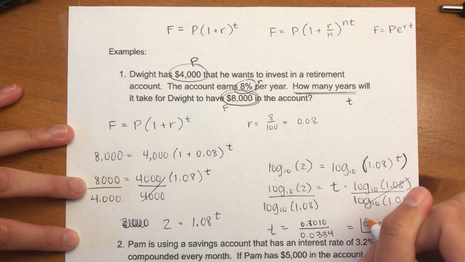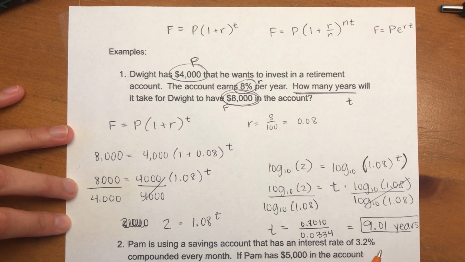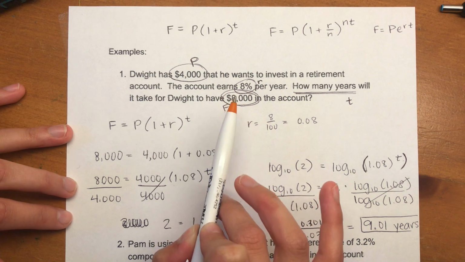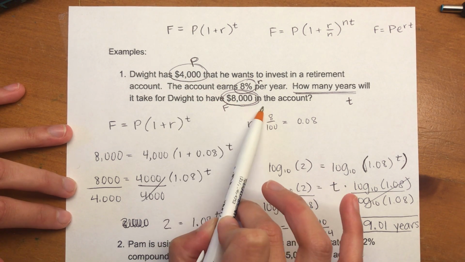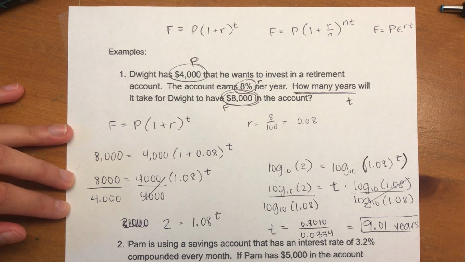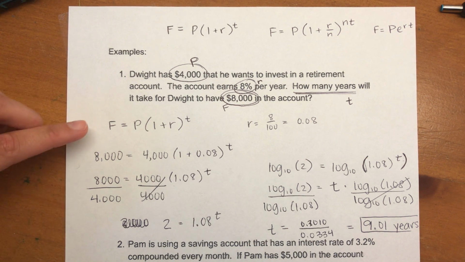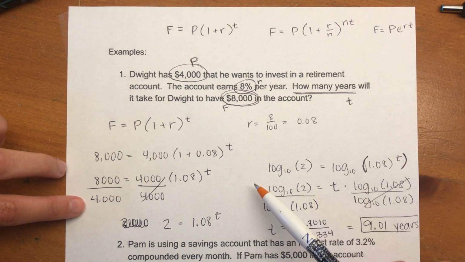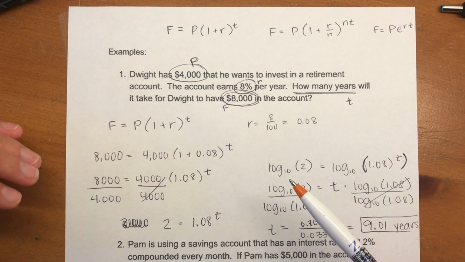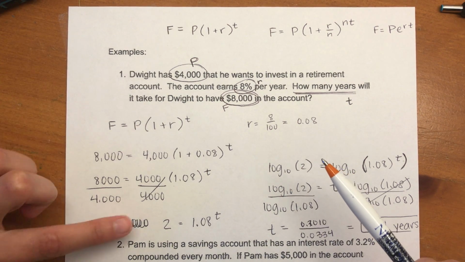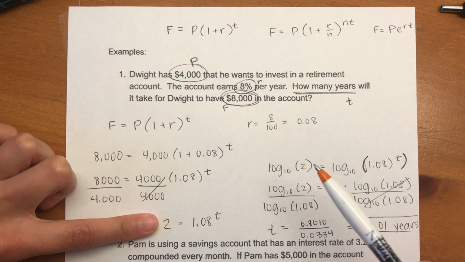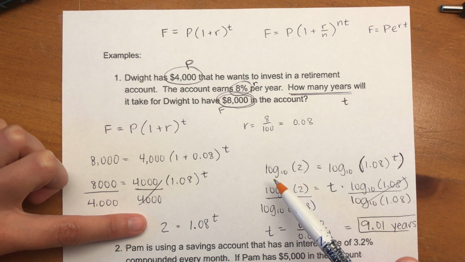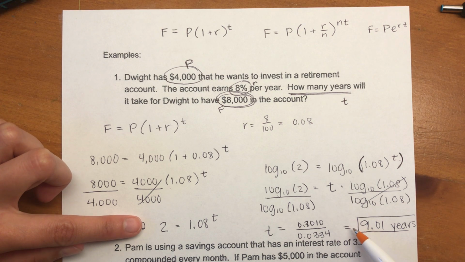So what we found out is that it will take Dwight 9 years to make $8,000 with an 8% interest rate per year. Okay, so we're using our formulas from last week, and then we're using our properties of logarithms from back when we were in-person school to solve this exponential equation. We took the log of both sides and isolated our variable.